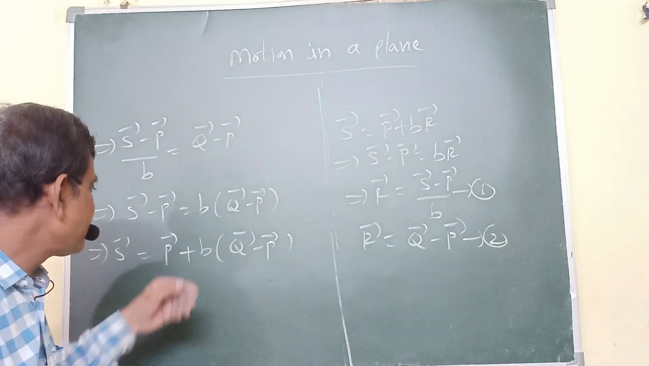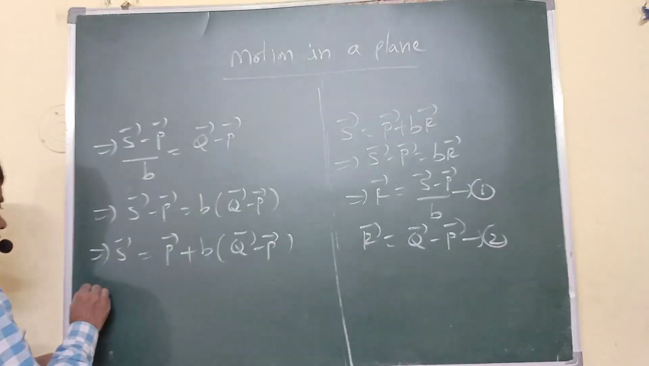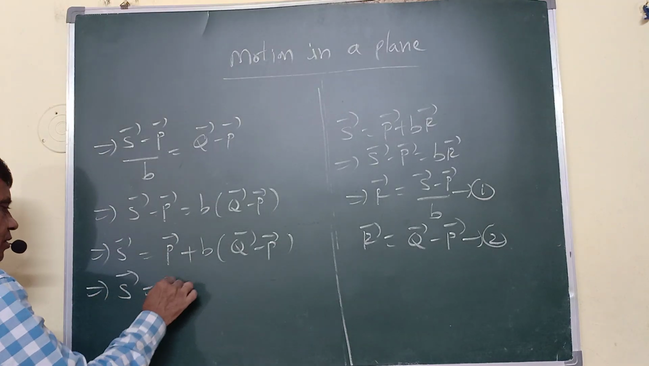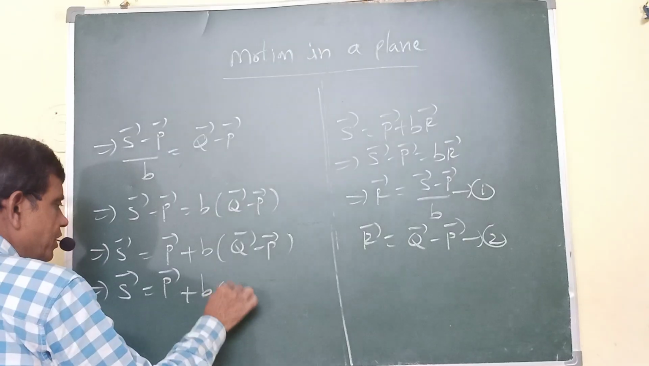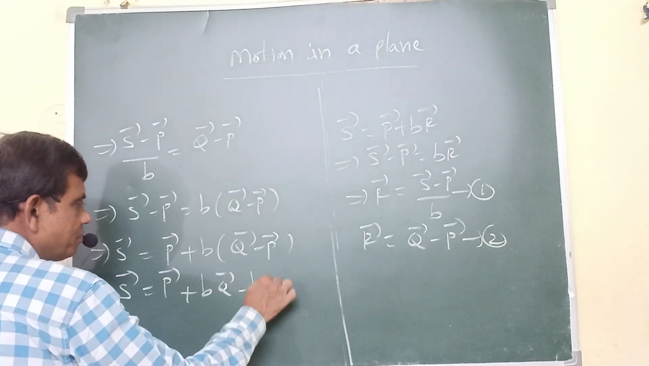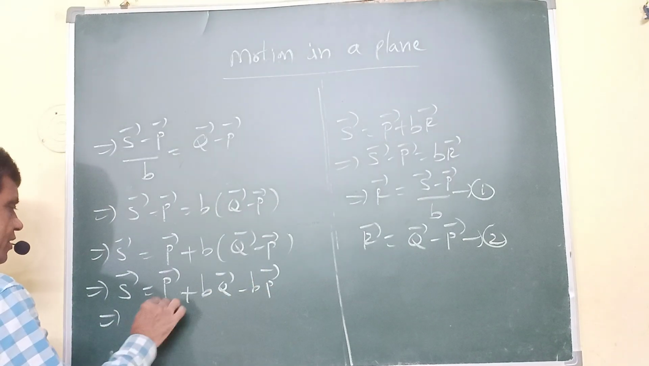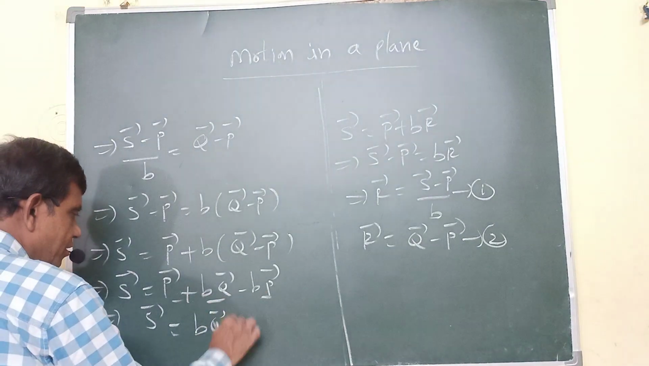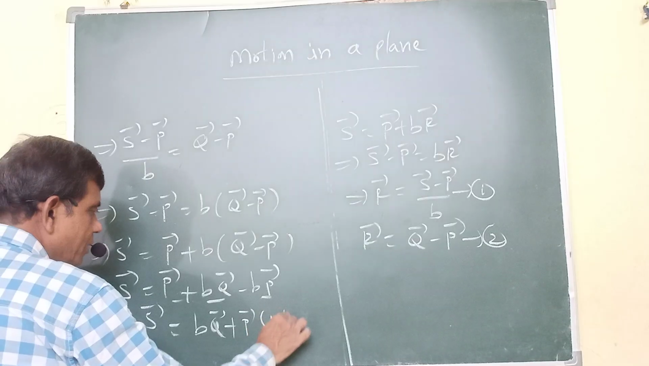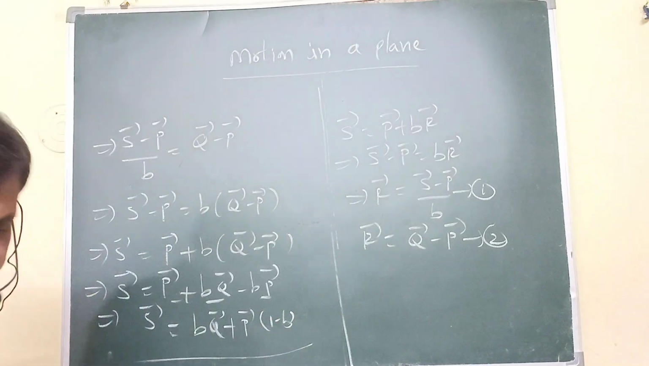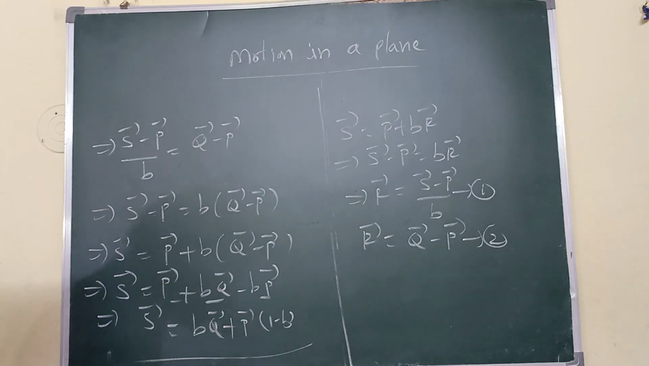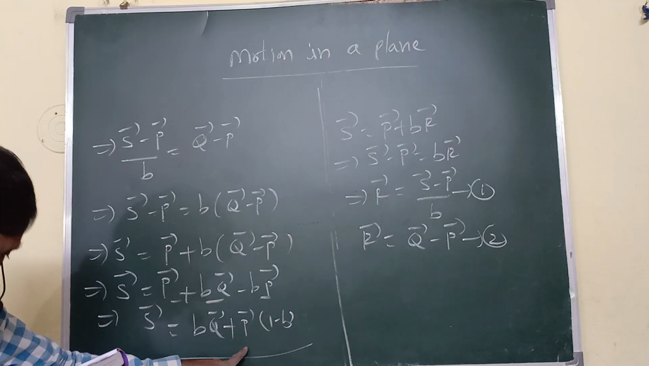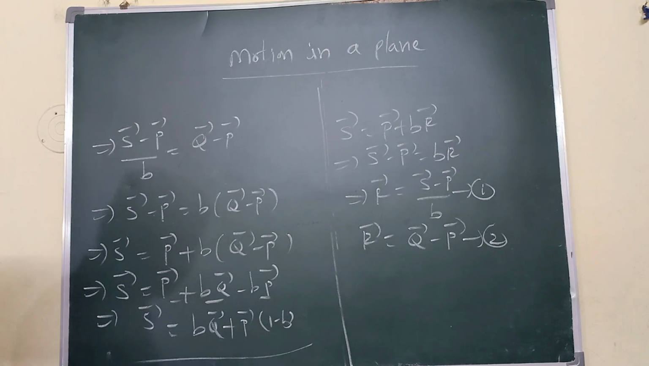But he had taken some P common. So for that purpose, now I am taking S equals to P plus BQ minus B into P. So finally S equals to BQ, and here I am taking P common. Now what I am getting? 1 minus B. This relation he had given. S equal to 1 minus B into P plus BQ. This is the relation given. So in this way, by applying addition of vector concept, we are completing this problem.